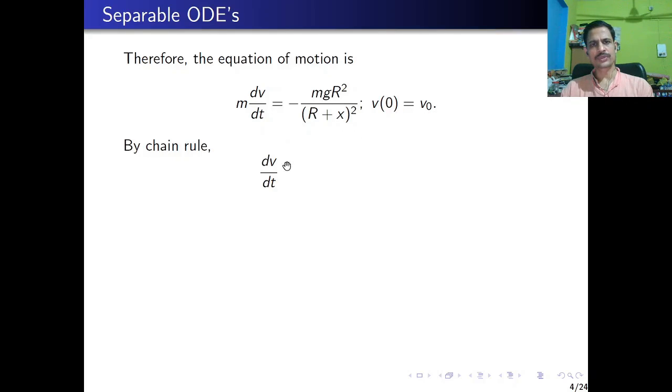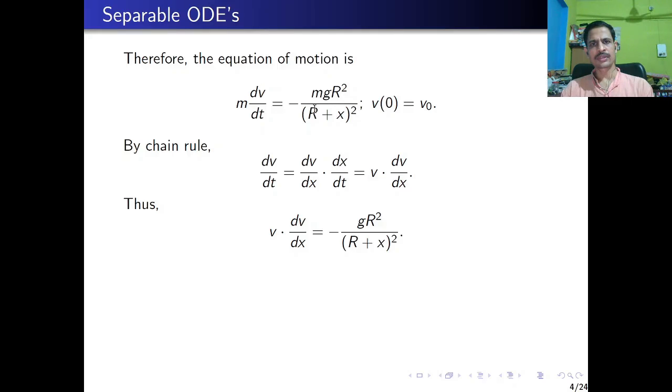Now using the chain rule, we can write dv by dt, that is the acceleration, as dv by dx times dx by dt. And then we know that dx by dt is equal to v. So we can write it as v times dv by dx. So we substitute this quantity here, m gets cancelled, and on the left hand side we write v dv by dx, and that is equal to minus g r square divided by (r plus x) square.